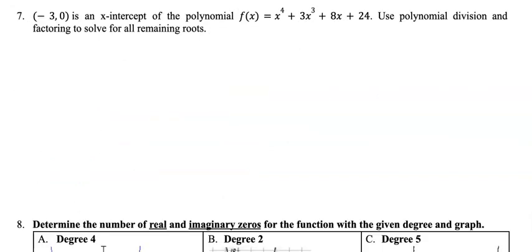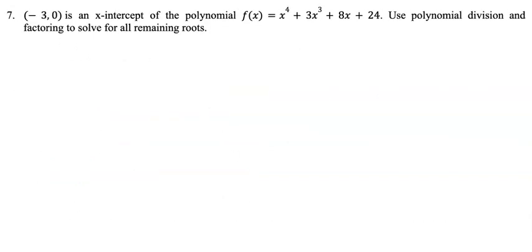Alright, so here's number 7. -3 is an x-intercept, which is just another way of saying that x equals -3 is one of your roots, right? So one of your answers here is x equals -3. And we're going to use polynomial division, factoring for all the remaining roots.